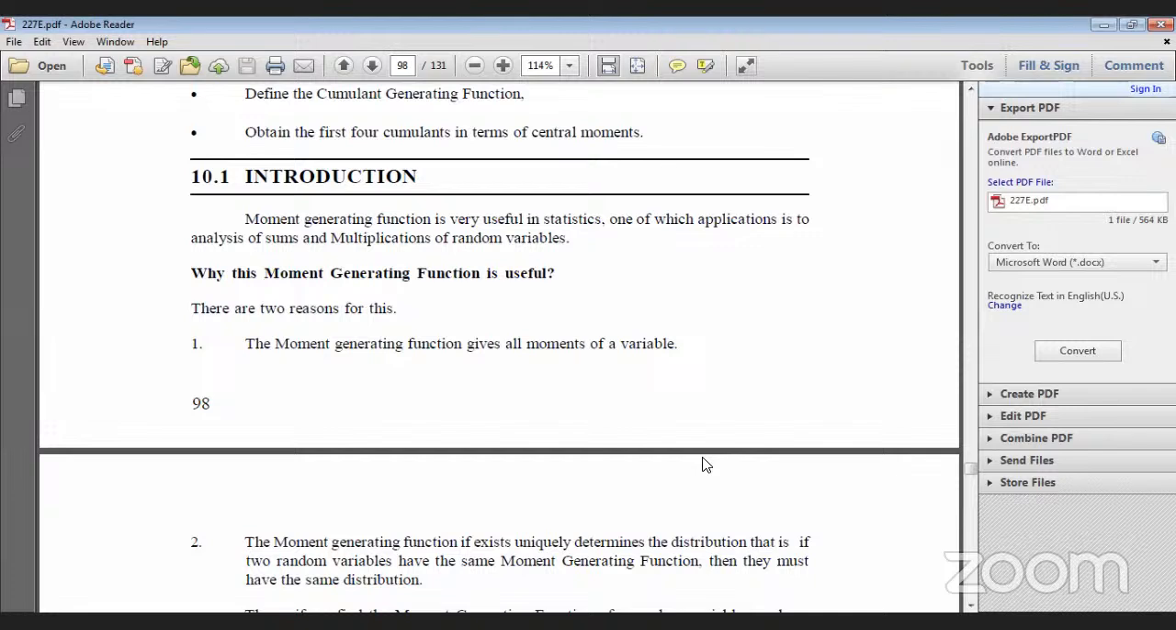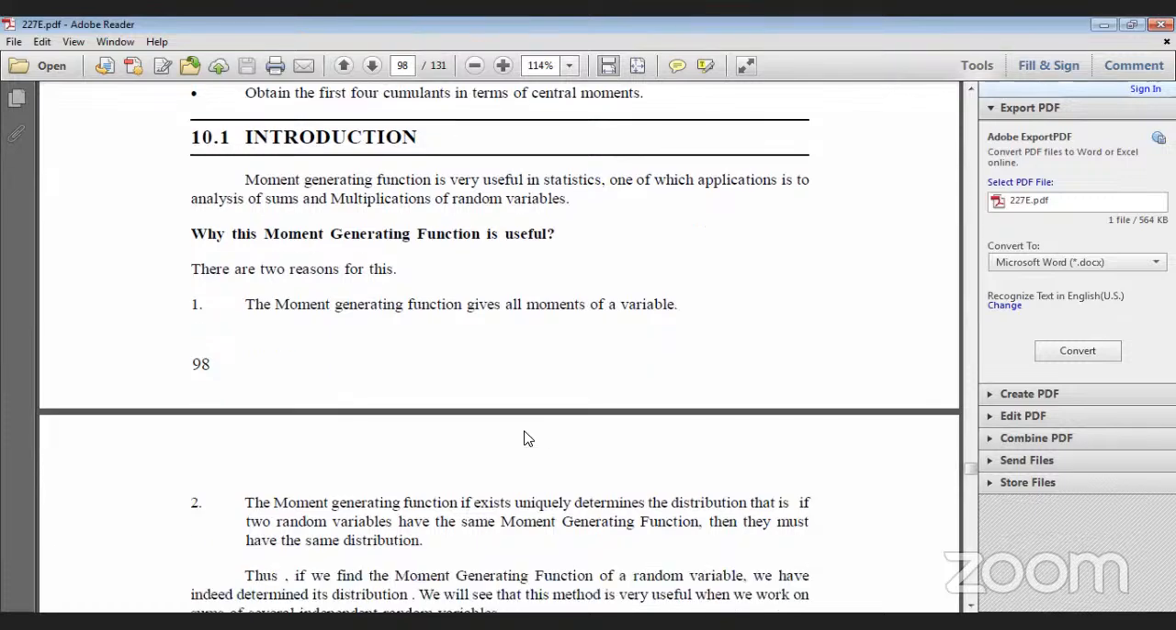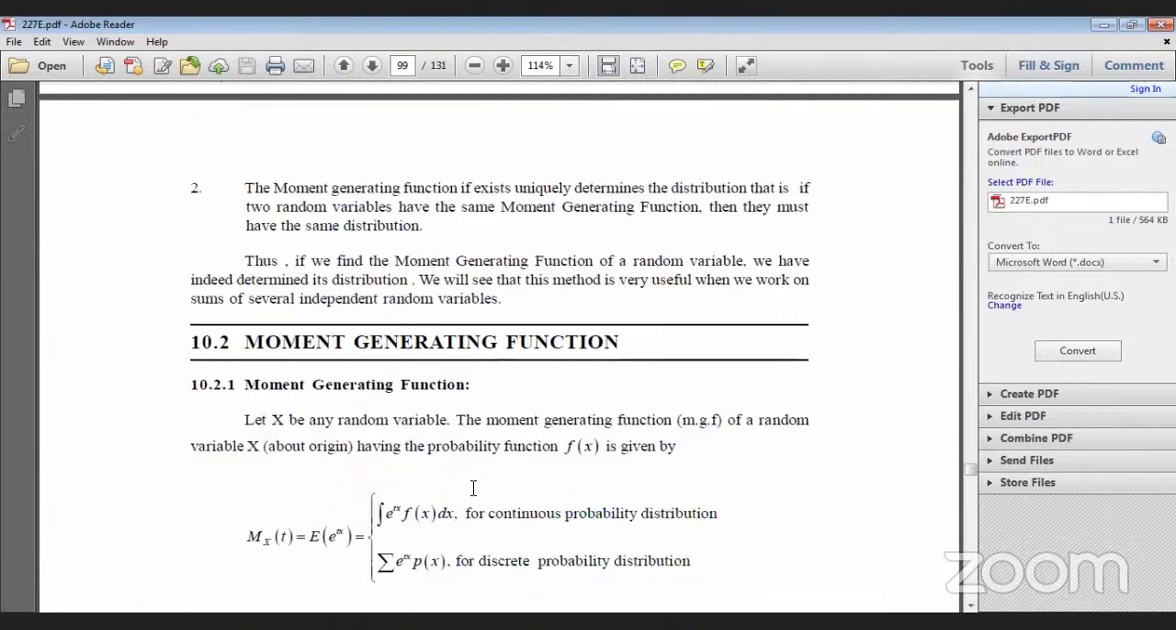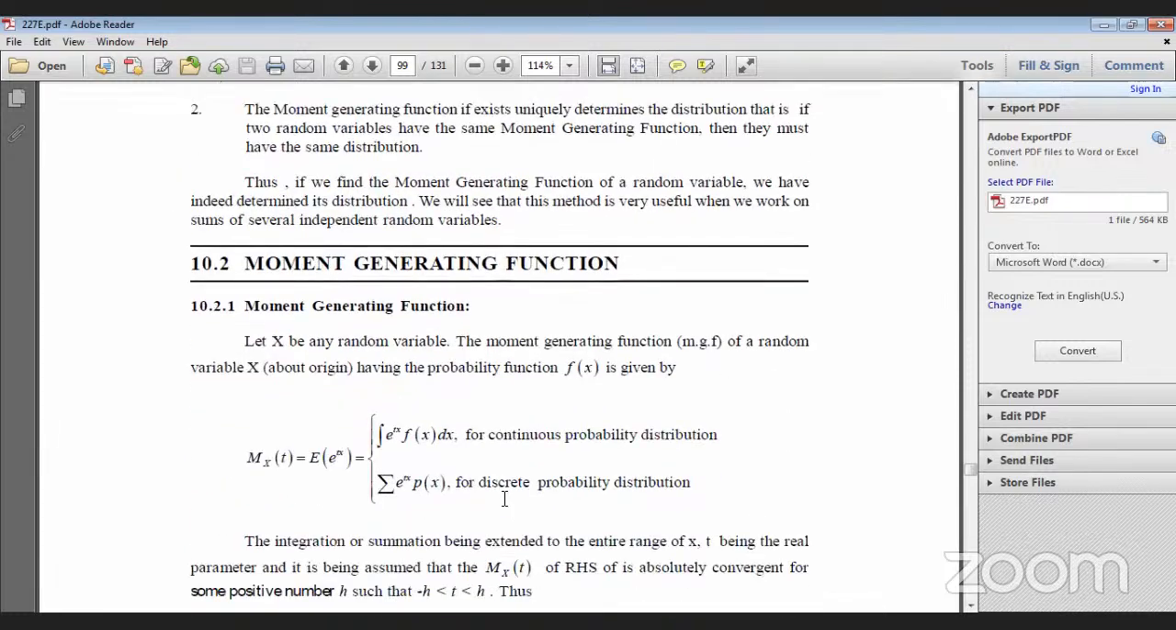Why is the moment generating function useful? There are 2 reasons. The moment generating function generates all the moments of the variable. The moment generating function, if it exists, determines the distribution: if two random variables have the same moment generating function, then they must have the same distribution. If we find the moment generating function of a random variable, we have indeed determined its distribution. We will see that this method is very useful when we work on sums of several independent random variables. Most importantly, for the moment generating function, the important theorem also you have to learn here.